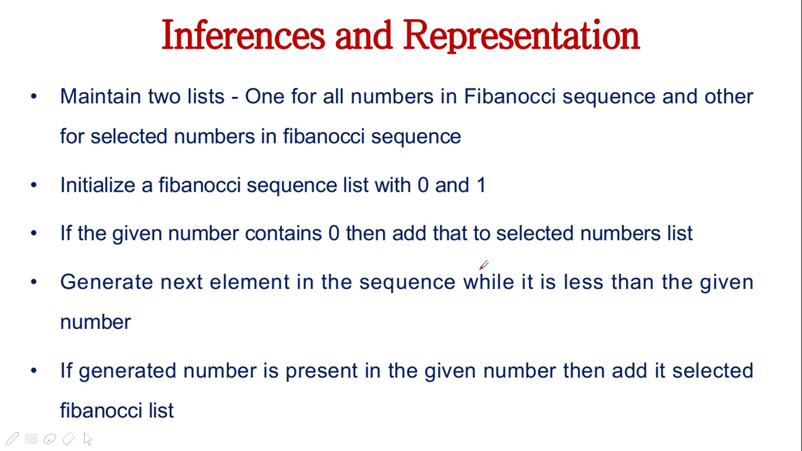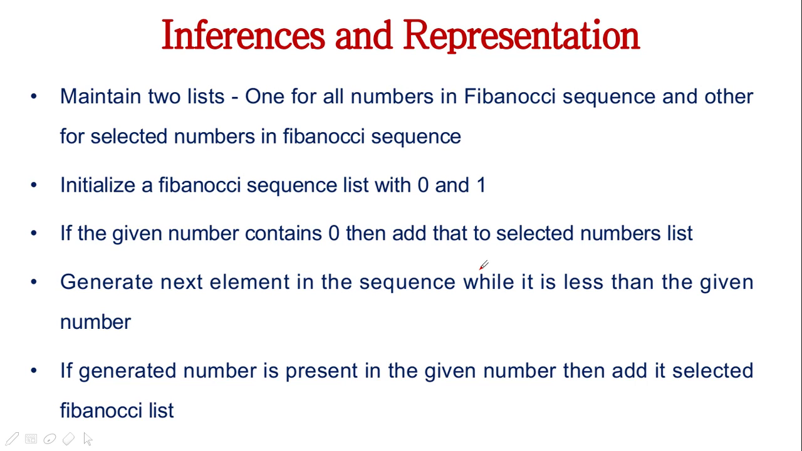I am going to maintain two lists. One is to store the entire Fibonacci sequence. Another list is to maintain the selected numbers in the Fibonacci sequence alone, right? So if the generated number is present in the given number as a part of the number, okay, then if it is consecutive digits, then I will add it to the selected Fibonacci sequence list.